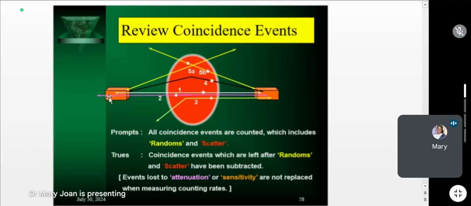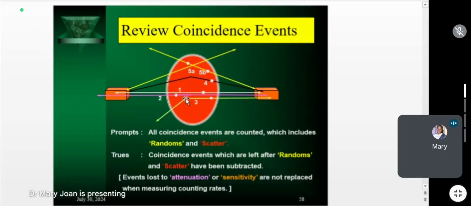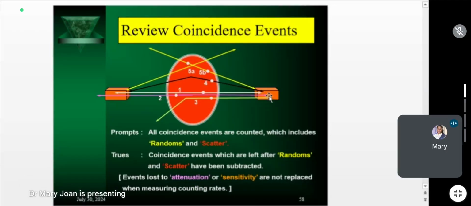So here you can see, say 1, the white line, the annihilation takes place here. The photons are detected on the opposite detectors. And 2, the annihilation takes place here. It is also getting detected. And event 3, the annihilation which took place here, you can see it is getting scattered. One of the photons is getting scattered over here and it is not reaching the detector pair. The other photon is getting detected over the detector.